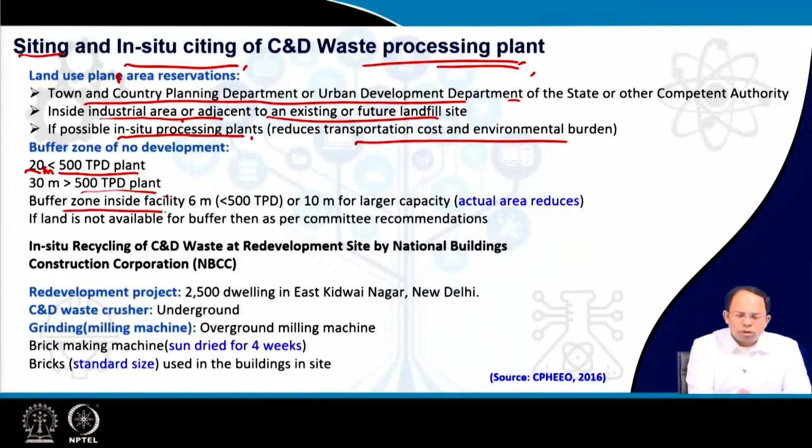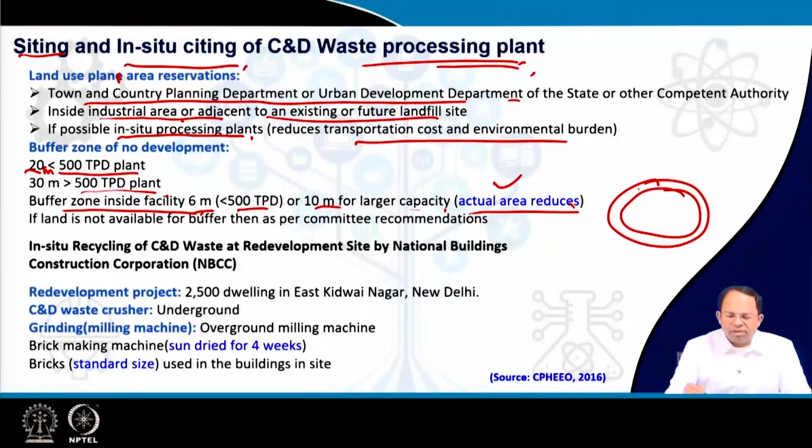Now, inside the zone, we should also require a buffer zone. That is around 6 meters for a small plant, which is a 500 ton plant, and 10 meters for a larger capacity plant. So the actual area that is available for operation or setting up some buildings is less than the site area that you will choose. So if I have a site area like this, actually we have to keep a buffer of 6 meters or 10 meters accordingly, and then create everything else inside this particular facility. That is how you should determine what amount of area should be reserved for setting up this kind of processing plant.